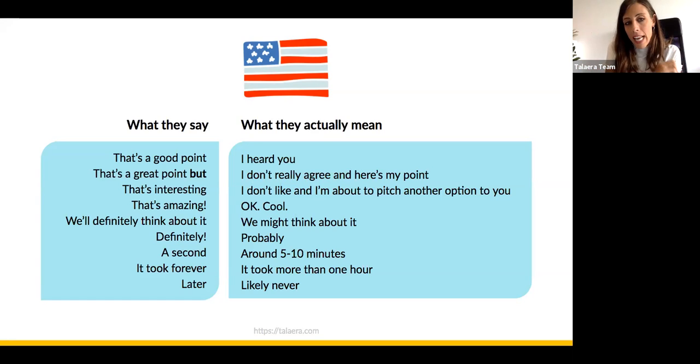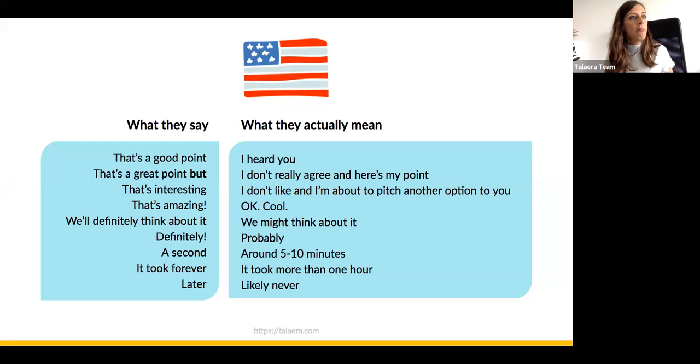If you hear an American person say, that's a good point, usually it doesn't mean that they think it's a good or a bad point. It just means I heard you. That's a great point, but adding the but, we mentioned this earlier, it means I don't really agree, and here's my point. That's interesting means oftentimes I don't like what you're saying, and I'm about to pitch another option to you. So if you hear, that's interesting, it's like, here comes my point, and I think I'm right, and you're not. That's amazing can be that's amazing, but it can also be, okay, cool.